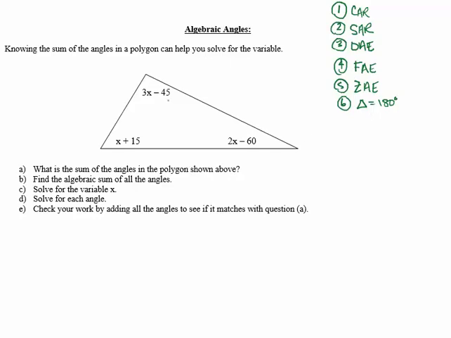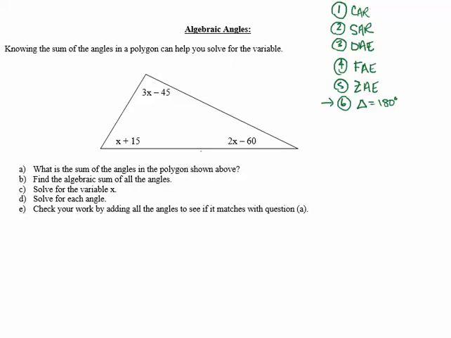And so let's look at this one. We have three angles here where the angles are represented by an algebraic expression. So this angle, for example, is 3x minus 45. This angle is x plus 15. And this angle here is 2x minus 60. Because we're not given any more information, we have to use one of our rules, and the one that we have readily available is a triangle. Angles in a triangle add up to 180 degrees.